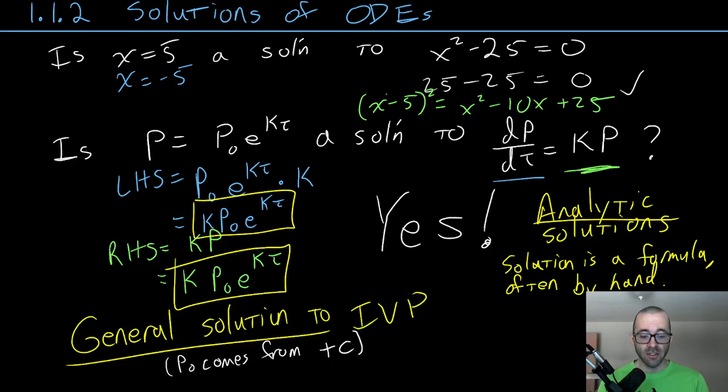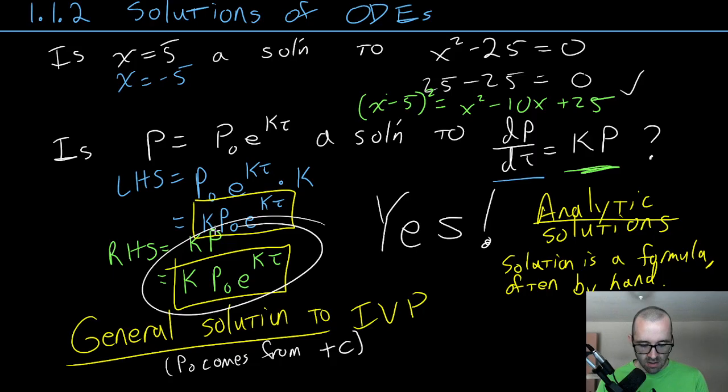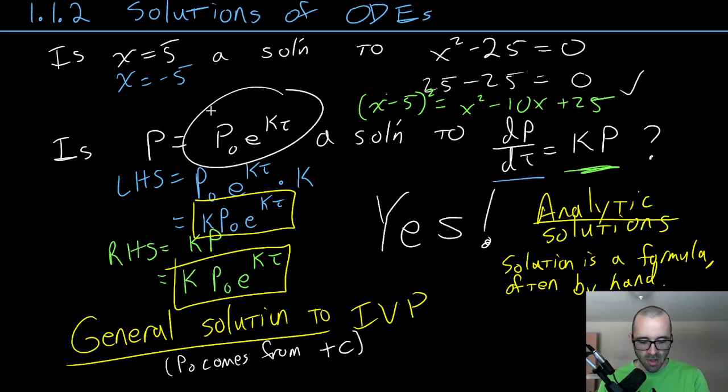A particular solution would be if I told you what P naught was, right? We said the general solution was that P of t was some initial value times e to the kt, like so. Oops, sorry, circling the wrong part. That was our general solution. The general solution was this. It's a solution, specifically a general solution. So that was our general solution.